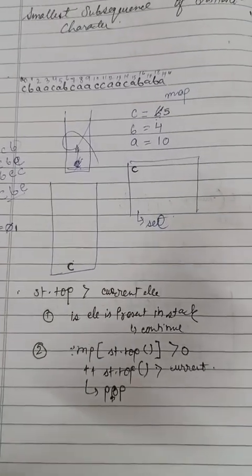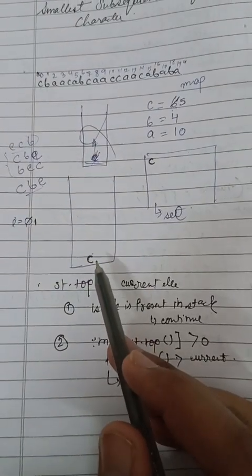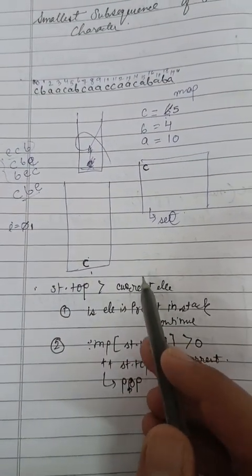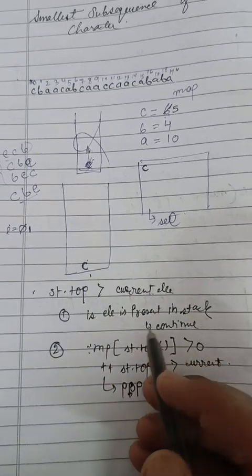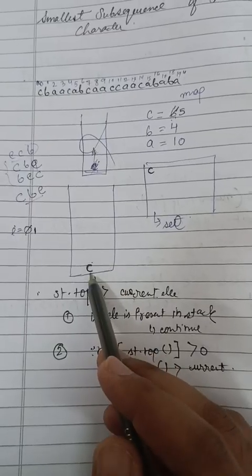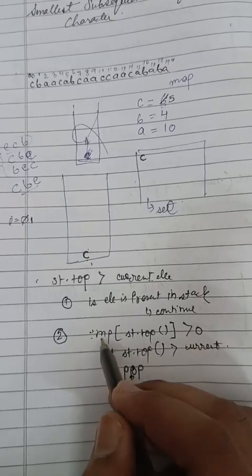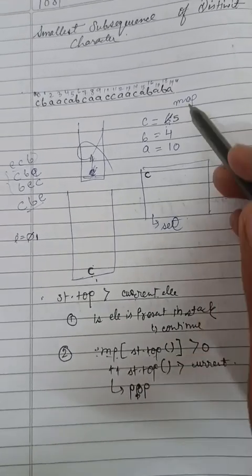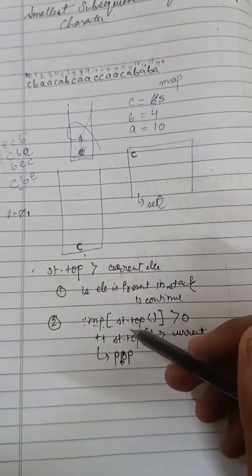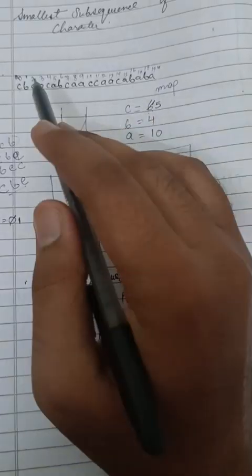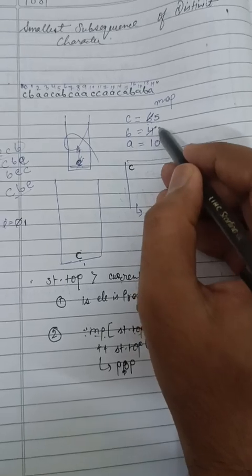Okay, so now we have to include B. B is smaller than C. The current element, which is B, is smaller than the stack top. So I check whether the element is present in the stack or not. Is B present? No, I don't think so. So I will just pop it, because the condition is met: the map frequency of the stack top, that is C, is greater than 0, that is 5. And on each iteration I have to decrease its frequency, so it will be 4 now.